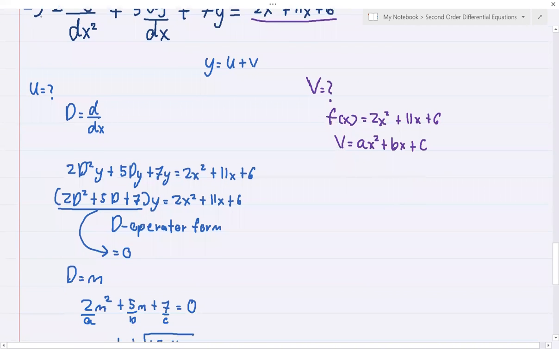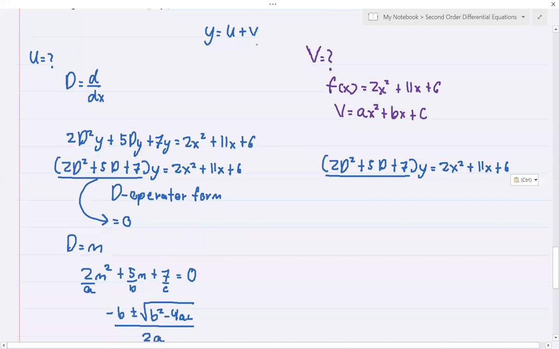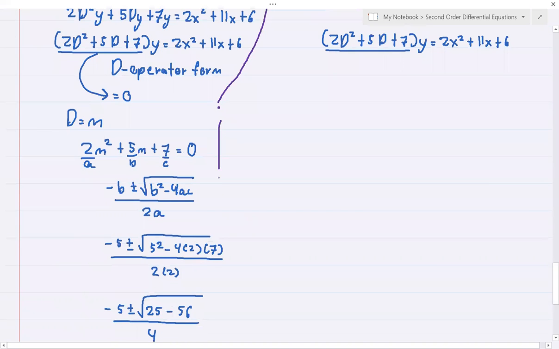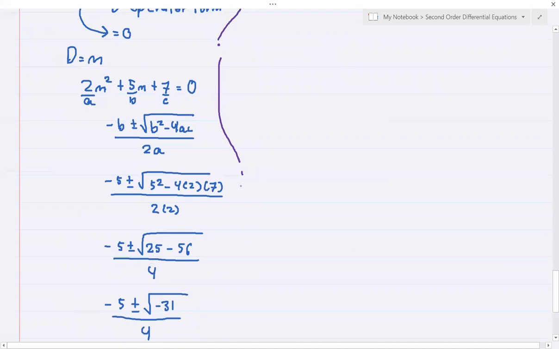Now, again, if you have found your v, you're going to substitute it in your D operator form. So, in this case, wait, I forgot. Let me draw a border here.